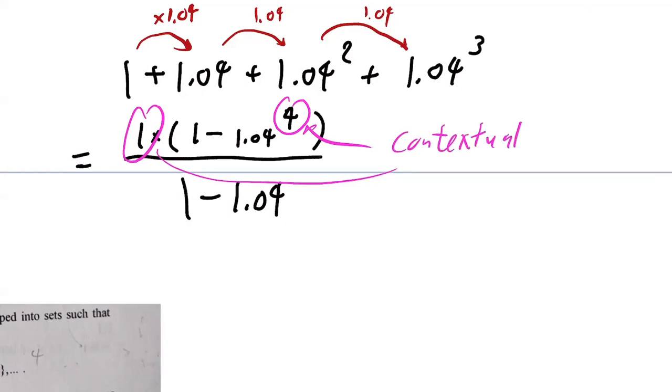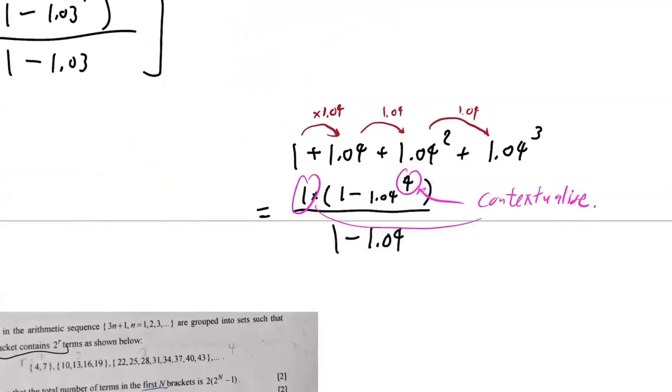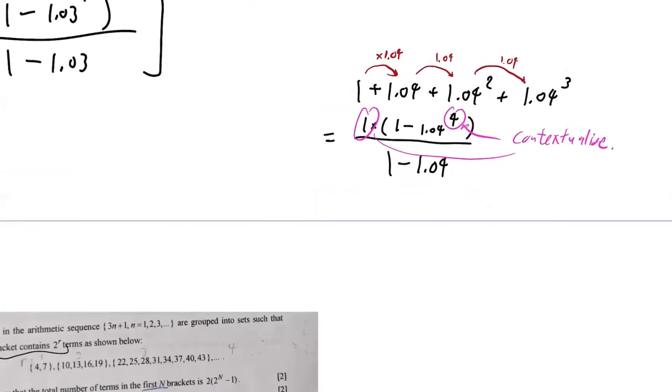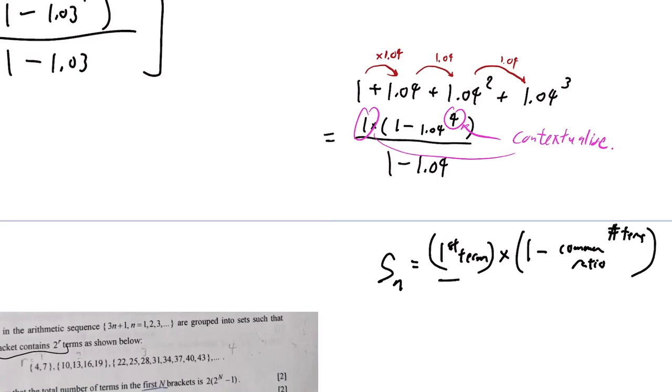Contextualize. Don't blindly memorize. You can memorize the correct thing. I typically memorize my geometric series in English: first term multiplied by 1 minus the common ratio raised to the power of the number of terms, all divided by 1 minus the common ratio.